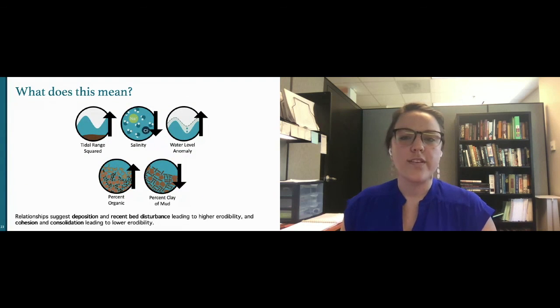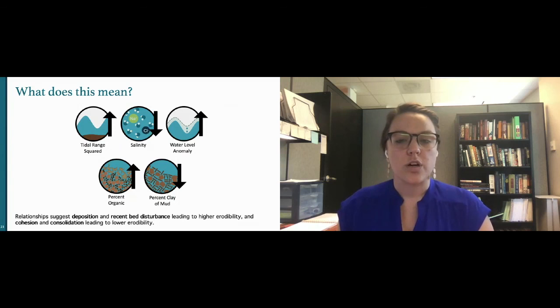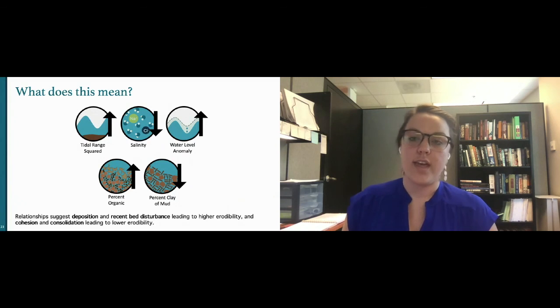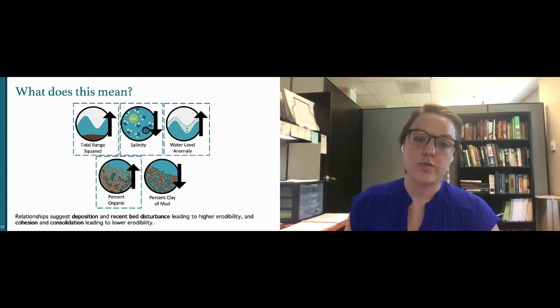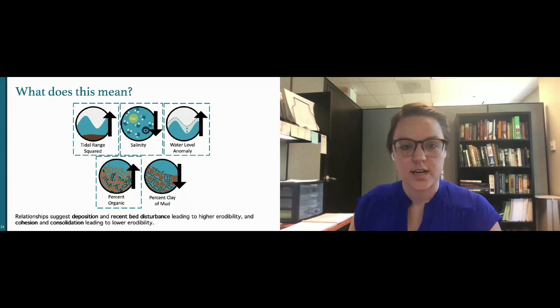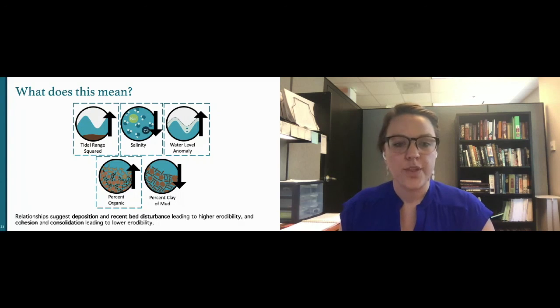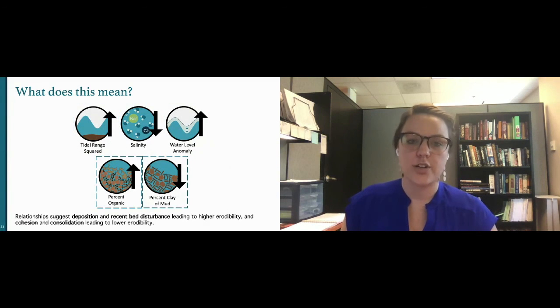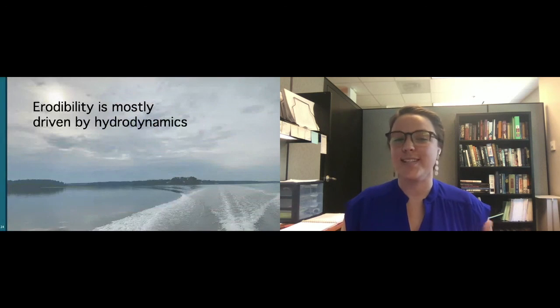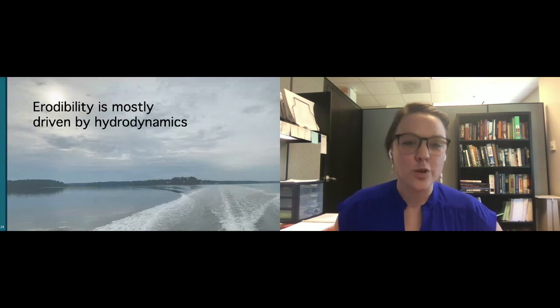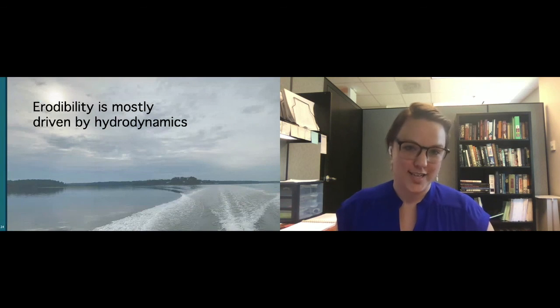So what does this mean? Well, we saw that the hydrodynamic properties were driving erodibility more than, influencing erodibility more than the sediment properties. So that included the tidal range squared and the salinity having those steepest slopes in our model. But our relationships also suggest that deposition and recent bed disturbance, these properties that are boxed here, are leading to a higher erodibility, and cohesion and consolidation, which are these parameters here, tend to lead to a lower erodibility, which again brings me back to my 6-word story. Erodibility is mostly driven by hydrodynamics.